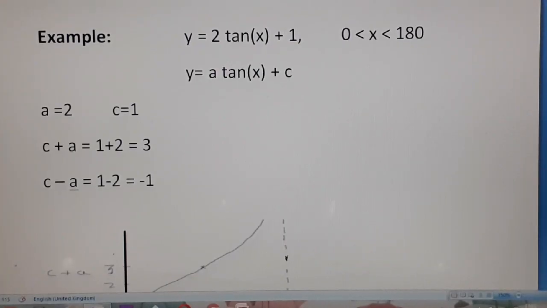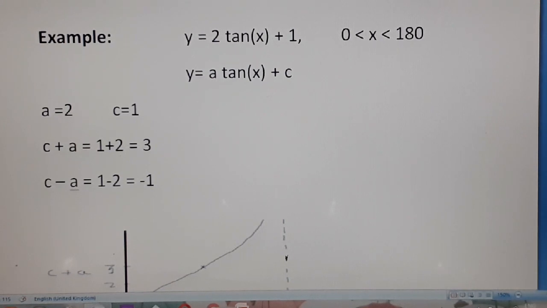Students, the example is y equals 2 tan x plus 1. Here you can see that the coefficient of x is 1, so it is regarding the first form, y equals a tan x plus c. On comparing the example with the standard form, a is 2 and c is 1, and the domain of the variable x varies from 0 to 180. This domain will tell us from which value to which value we have to take the values on the horizontal axis.